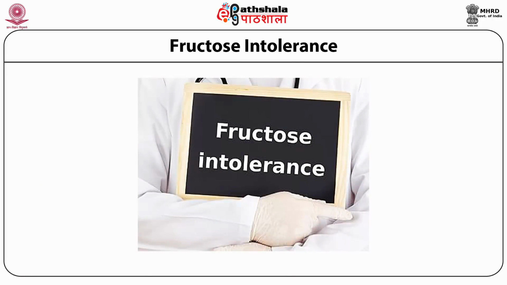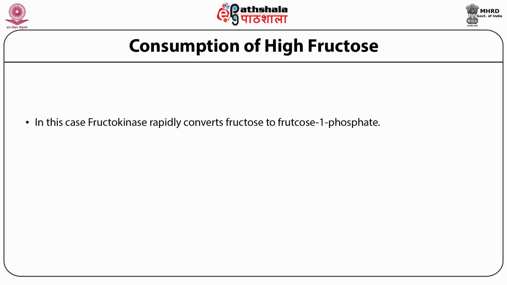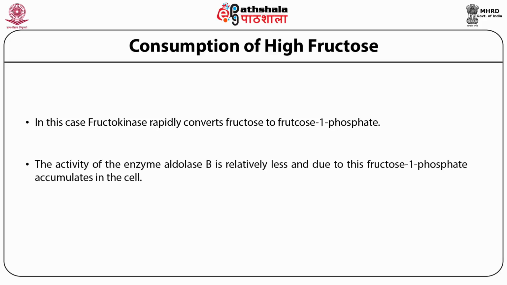Fructose intolerance. Hereditary fructose intolerance is a genetic disorder which is characterized by vomiting and hypoglycemia after ingestion of fructose or fructose-producing food. It is an autosomal recessive condition as discussed before, and eating a meal containing fructose causes an accumulation of fructose 1-phosphate in the tissue. Several enzymatic activities are inhibited by high cellular levels of fructose 1-phosphate. Fructokinase rapidly converts fructose to fructose 1-phosphate, the activity of enzyme aldolase B is relatively less, and due to this, fructose 1-phosphate accumulates in the cell.